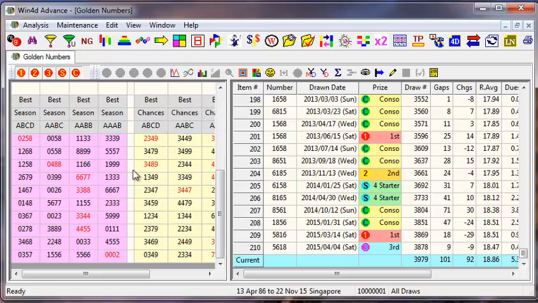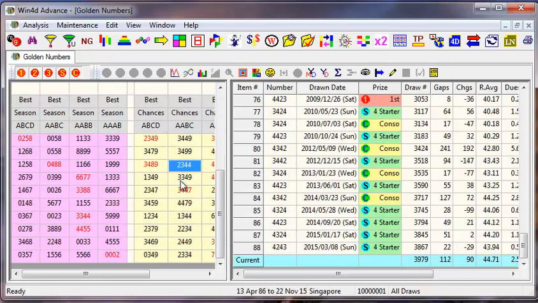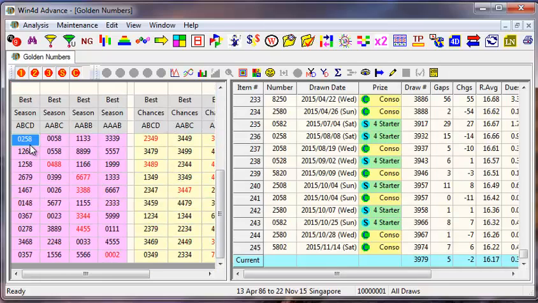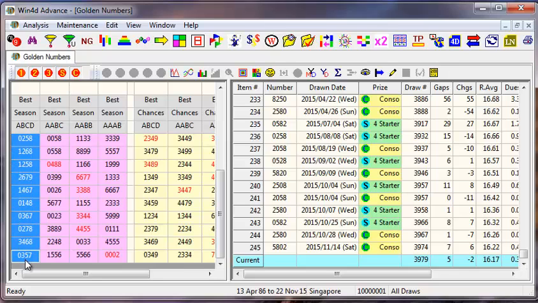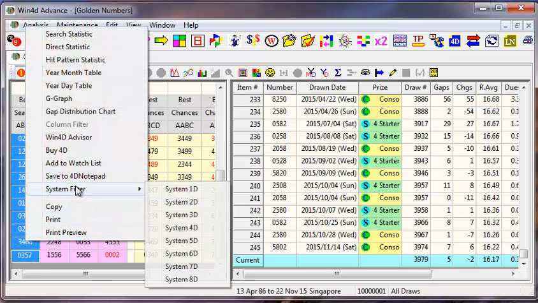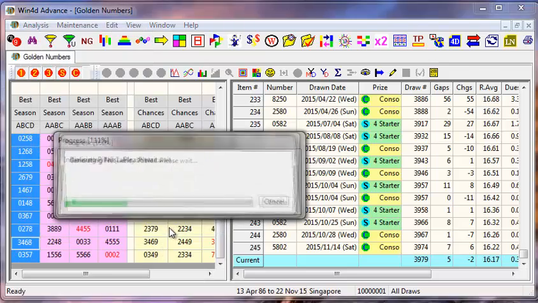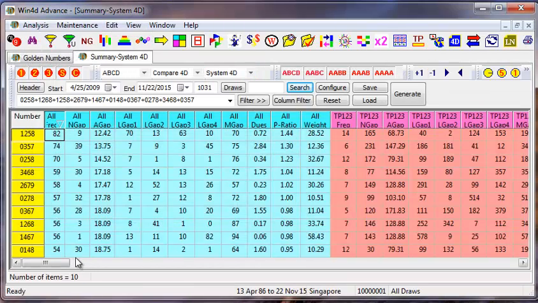Now let's click on this thing called the golden numbers, as you can see here. Now, what is golden numbers all about? Golden numbers has got 4 categories. One is the most frequent. This is the most overdue. This is the season. This is the best chance. But for today, I want to focus on this thing called the season, and I'll explain to you what I mean by season. So system filter, system 4D.